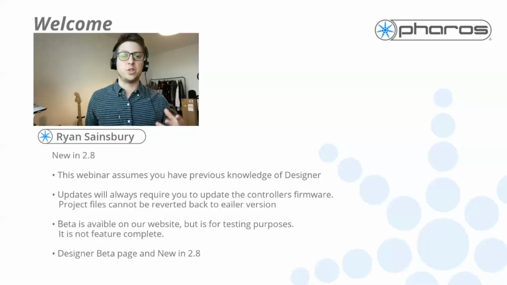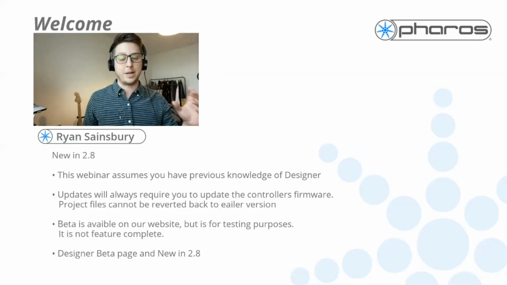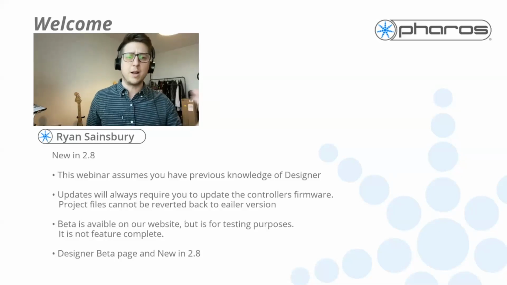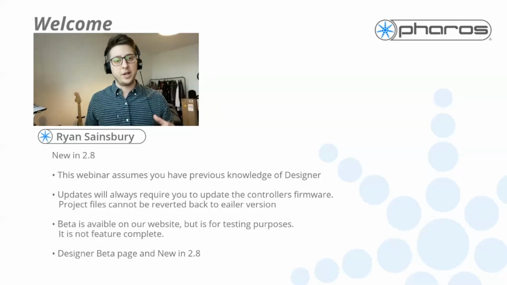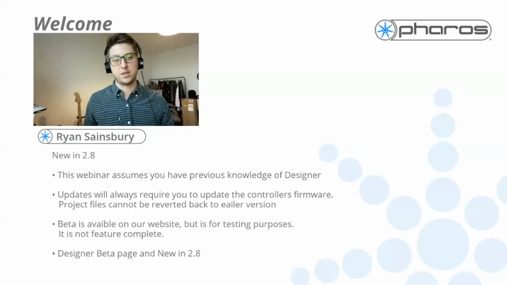We also want to remind you that if you do download the public beta from our website and give any of this a go, there are a couple of things that you might need to remember. First of all, when you download the beta from our website, you will need to do a firmware reload on your controllers. You can do that in Designer, just select the controller, hit firmware reload.